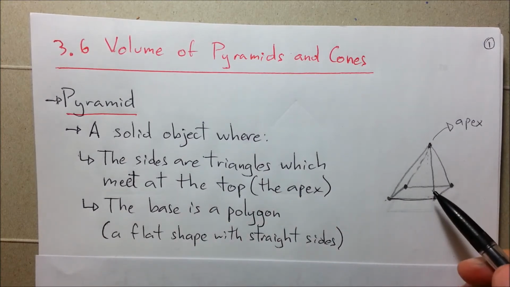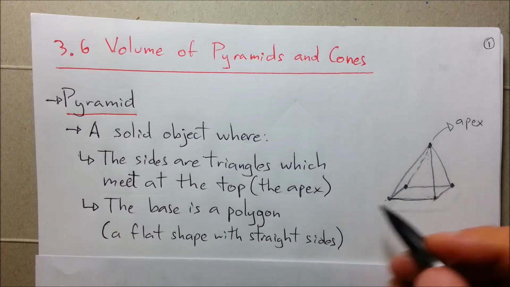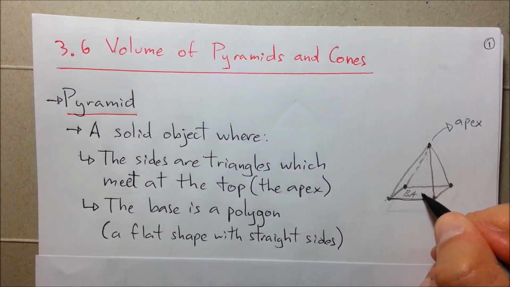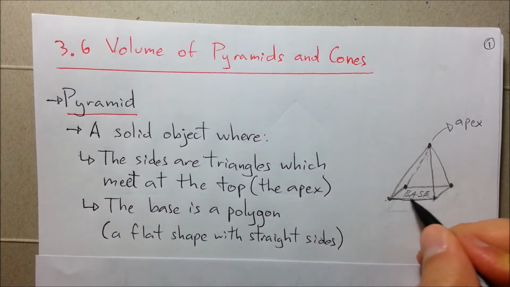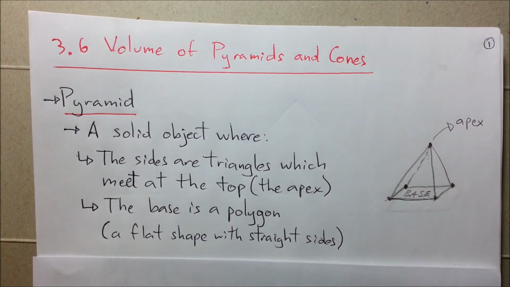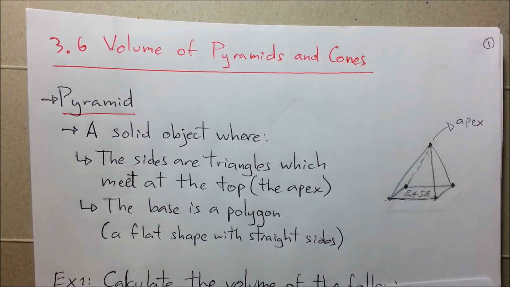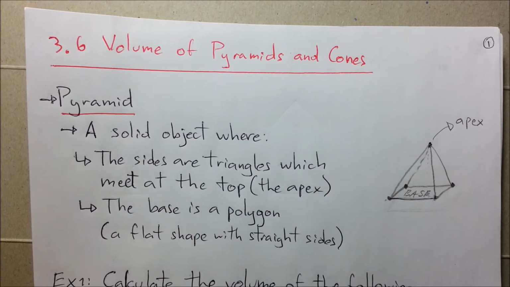In this case, we have a square-based pyramid. And of course, the base, which is right here, I'm going to label it like that. That's our base. It's a flat shape. It's a polygon, basically. Okay, let's take a look at some examples. Make sure, if you're not familiar with the formulas, you have the formula sheet handy.